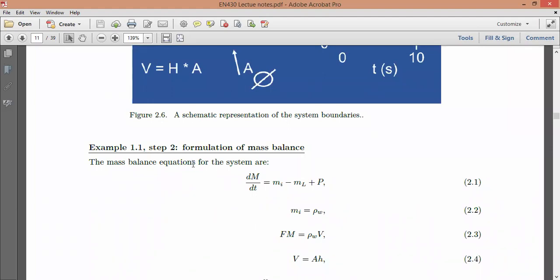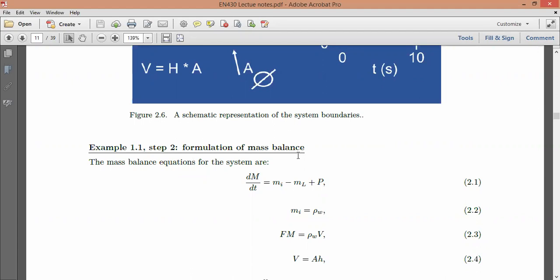Okay, so in solving these questions, the first thing you do is what? Sketch, then define the system and the system boundaries. Then the next step is to write down the mass balance equations that you're going to work with. After that, you do the assumptions of the system. So you need to make a few assumptions before you start calculating.